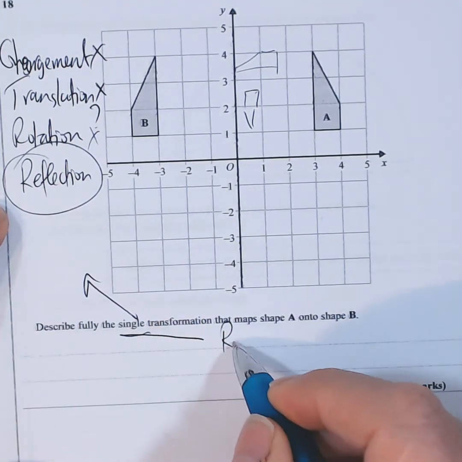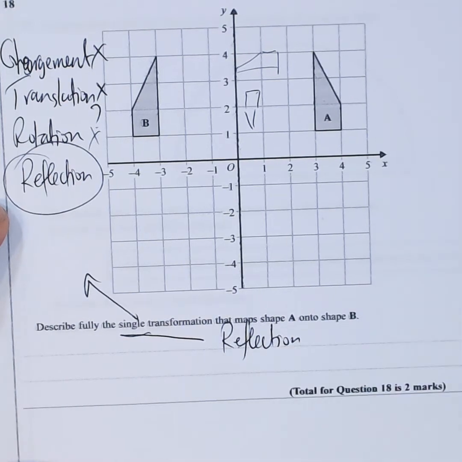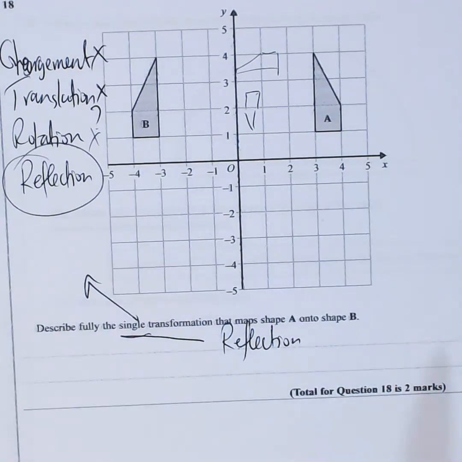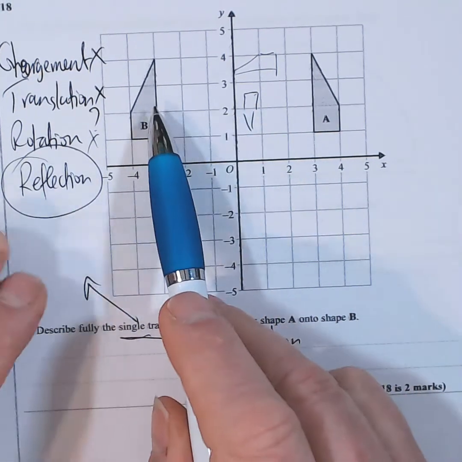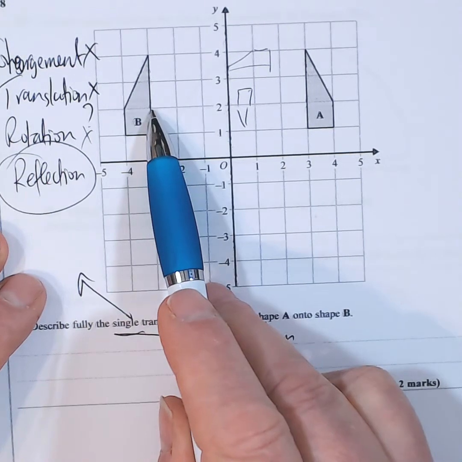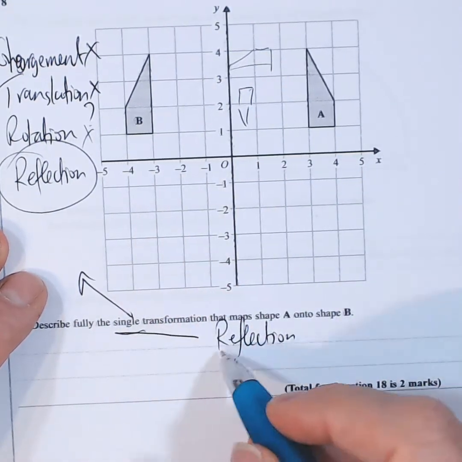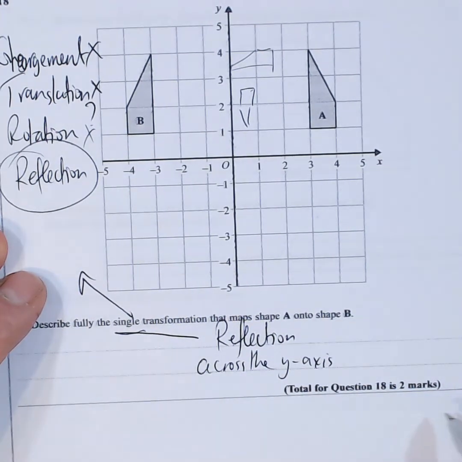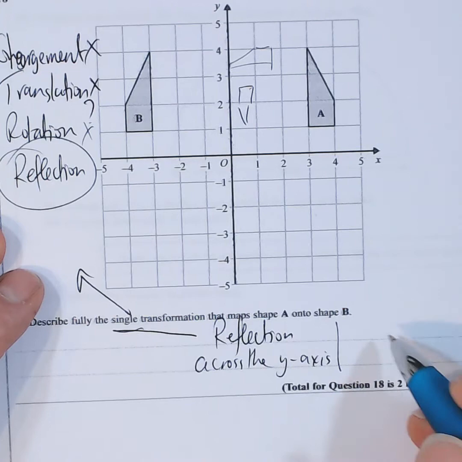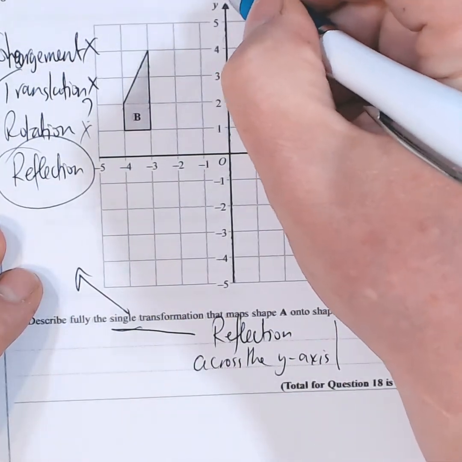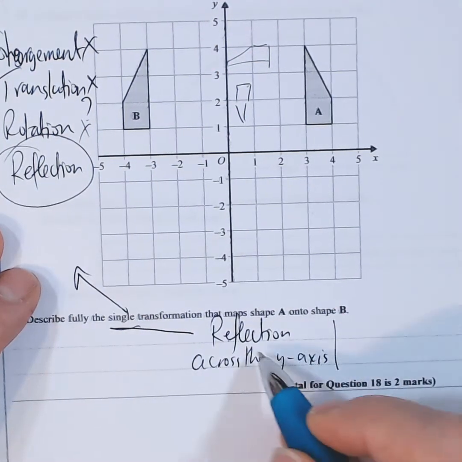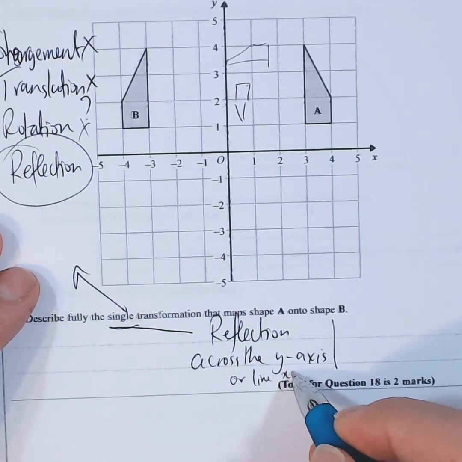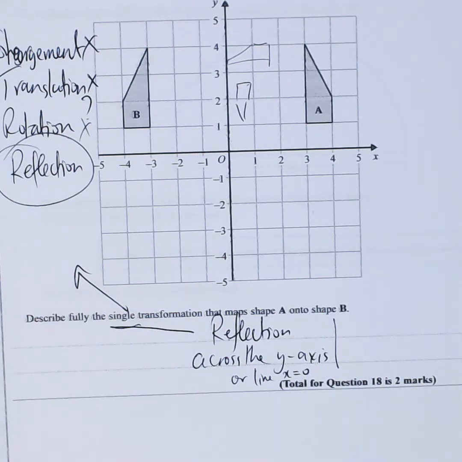So we're going to have to say reflection for 1 mark, but we notice the question's worth 2 marks, so it's asking us to also say what the line of reflection is. For a reflection, we just measure the distances between them and go halfway, and we can see here that halfway would be the y-axis, so a reflection across the y-axis would get you 2 marks. You could have also said, because this line is also known as the x equals 0 line, reflection across the y-axis or the line x equals 0, either of those would have been acceptable.